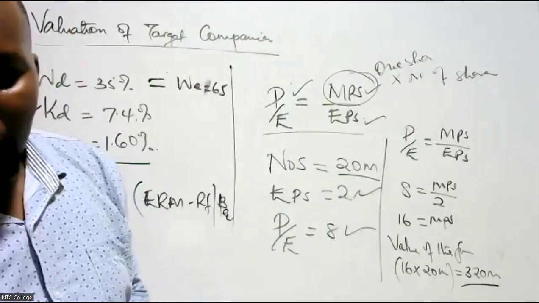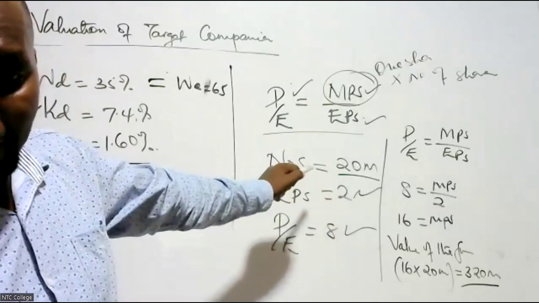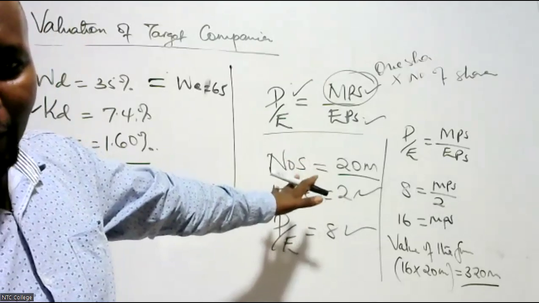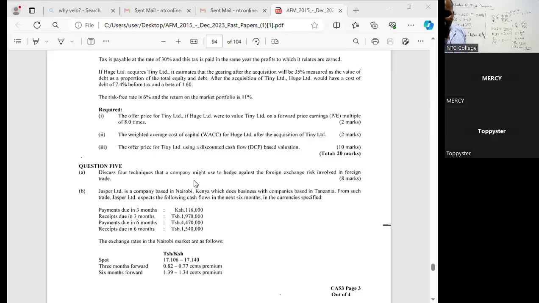Under mergers and acquisition, we were looking at a question. I hope that this concept is clear. That's simple. Now look at what the examiner is saying. When the examiner gives you a PE ratio of 8 times, you can now easily get the value of the company.